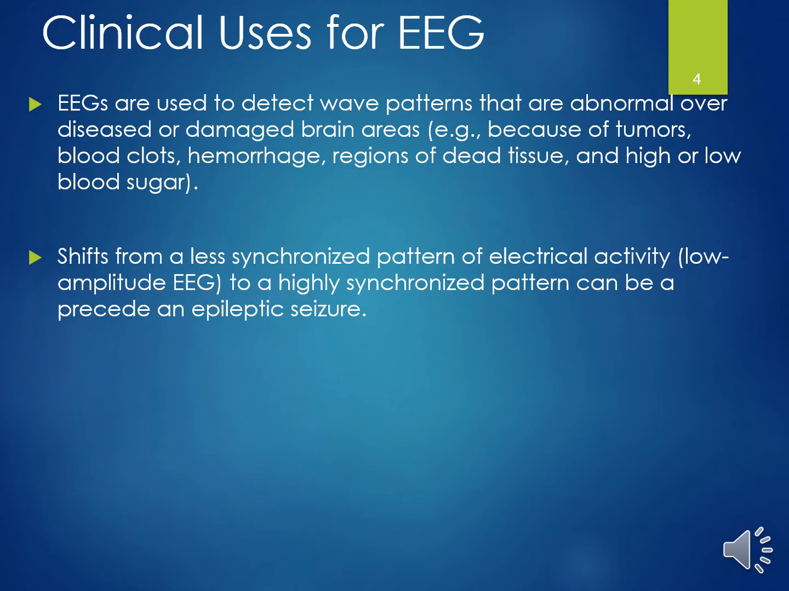A shift from a less synchronized pattern of electrical activity, from a low amplitude EEG, to a highly synchronized pattern can be measured when we are looking for an epileptic seizure. So there are a variety of uses for the EEG in terms of finding different issues within the diseased or damaged brain. Also, it can possibly be a way for us to predict an epileptic seizure in particular people who are predisposed to those types of issues.